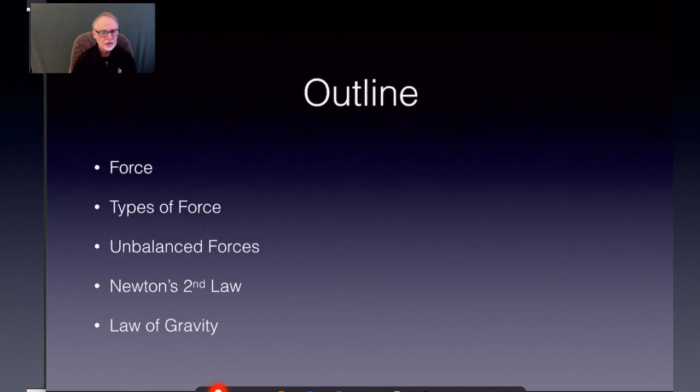What we're going to be talking about in this video is, first, we're going to introduce the concept of force and describe what that means. We'll talk about the different types of forces that exist in nature that are really important for understanding our world. We'll talk about unbalanced forces and how that affects the trajectories of particles, which will lead us to a description of Newton's second law and the mathematical expression for that, and then also the law of gravity. We'll talk about a few problems and calculations along the way.